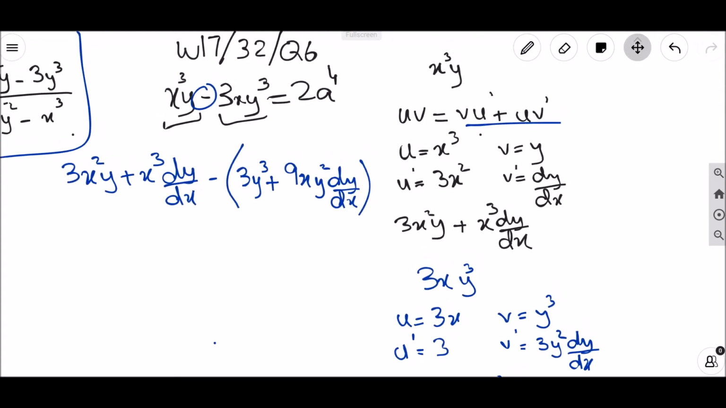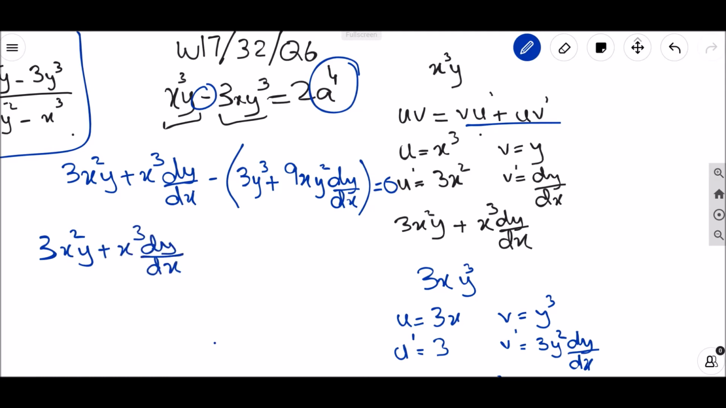Now it said that a right here is a non-zero constant, which means it's a number, so the derivative of any number is equal to 0. Now I'm going to simplify, so these brackets are no longer there, and it will become minus 3y cubed minus 9xy squared dy over dx is equal to 0.